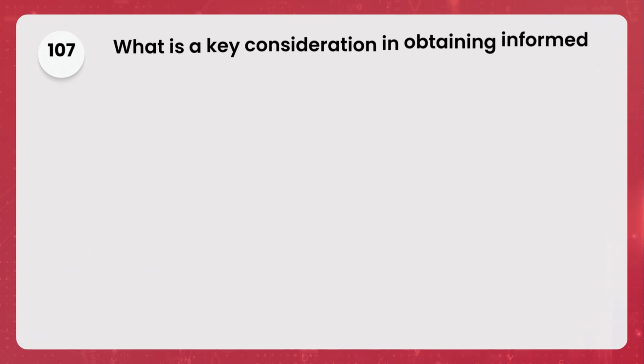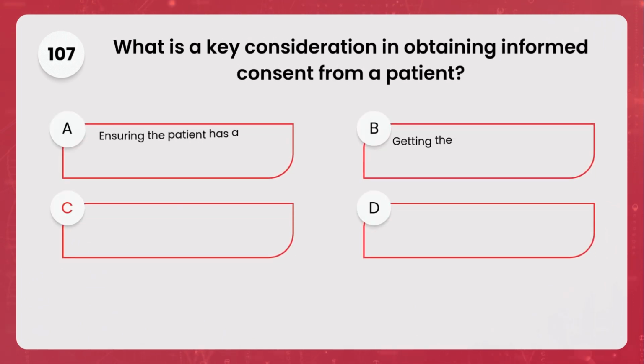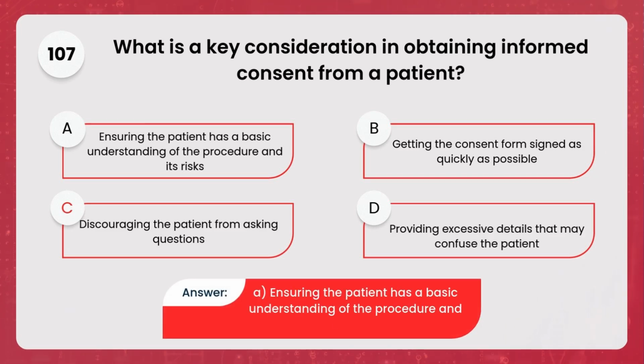Number 107. What is the key consideration in obtaining informed consent from a patient? A. Ensuring that the patient has a basic understanding of the procedure and its risks. B. Getting the consent form signed as quickly as possible. C. Discouraging the patient from asking questions. And D. Providing excessive details that may confuse the patient. The answer is A. Ensuring the patient has a basic understanding of the procedure and its risks.